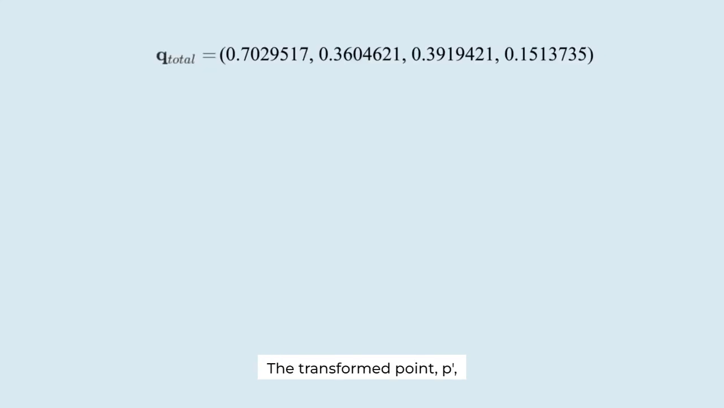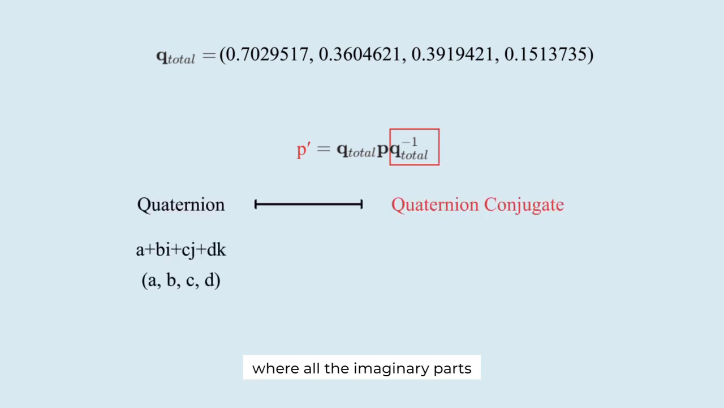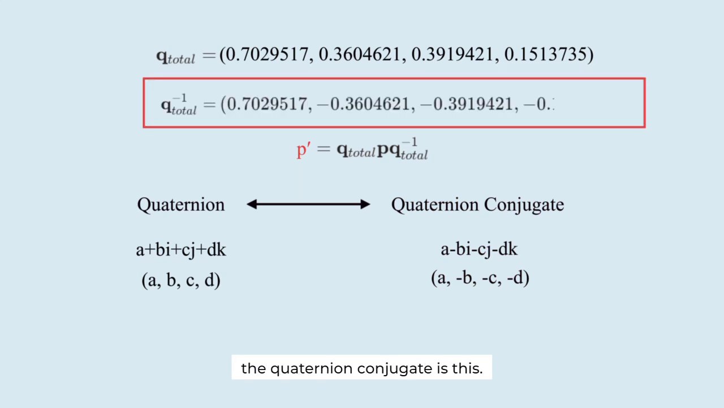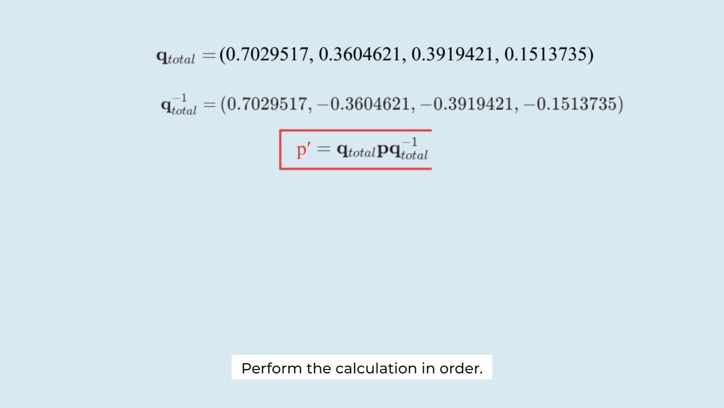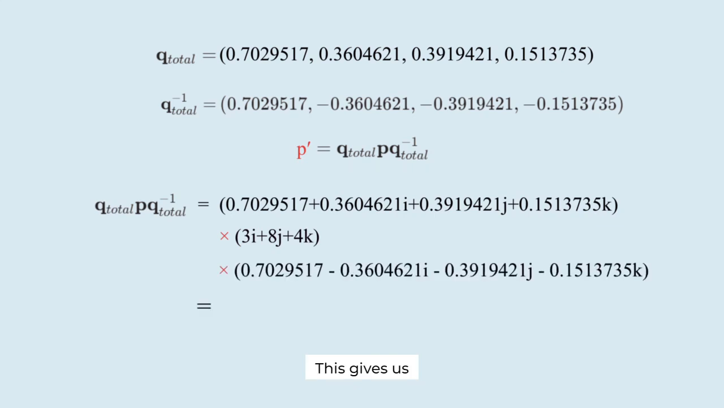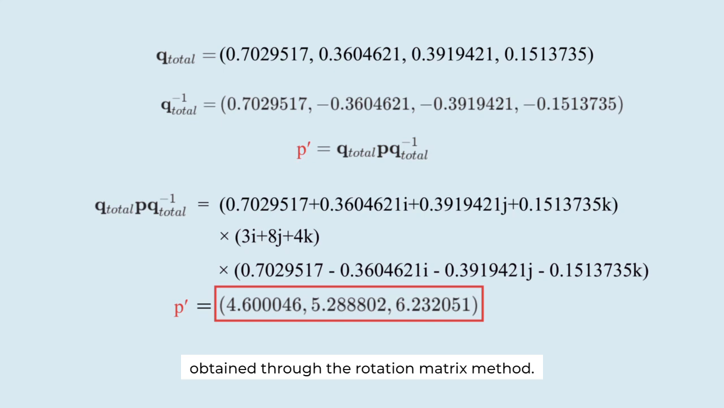The transformed point P' is obtained by this formula. This is the quaternion conjugate, where all imaginary parts have opposite signs. Since Q total is this, the quaternion conjugate is this. Perform the calculation in order. This gives us the new coordinates of P', my girlfriend's new address. It matches the value obtained through the rotation matrix method.